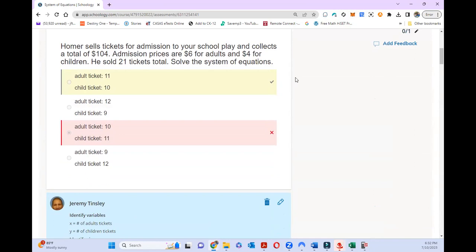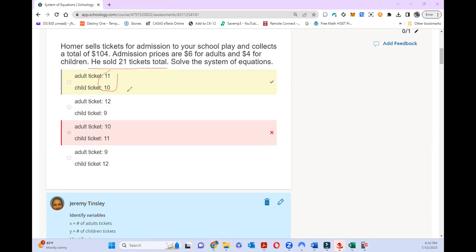So I need everybody paying attention. It says Homer sells tickets for admission to the school play and collects a total of $104. Admission prices are $6 for adults, $4 for children. He sold 21 tickets total. Solve this system of equations. Now, first of all, he sold 21 tickets total.